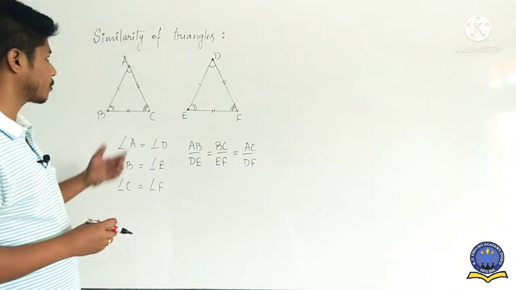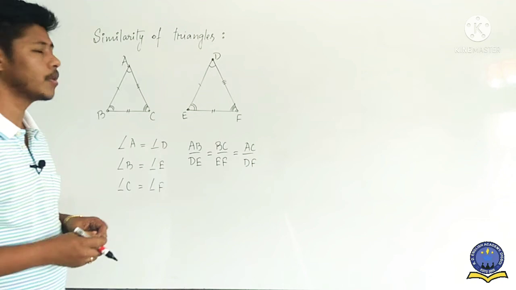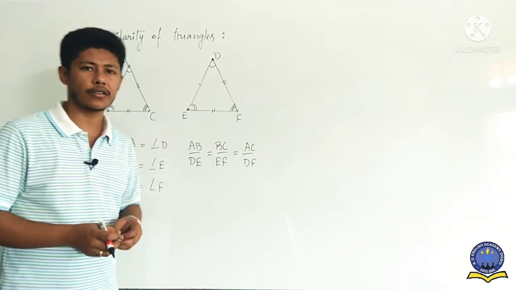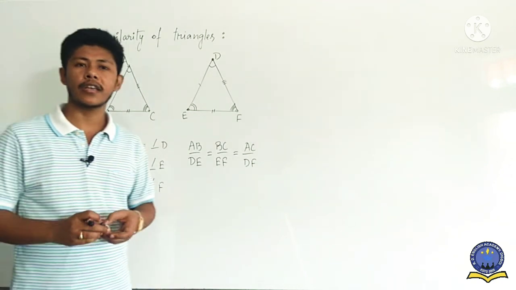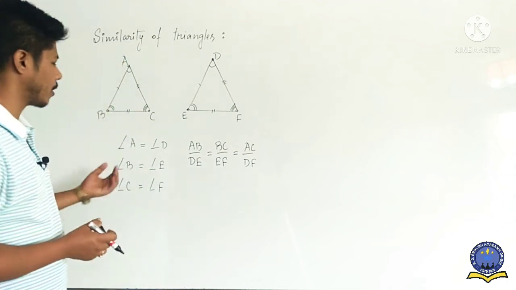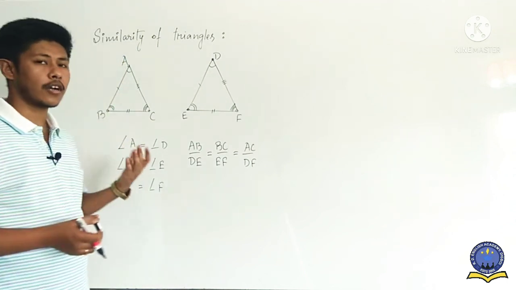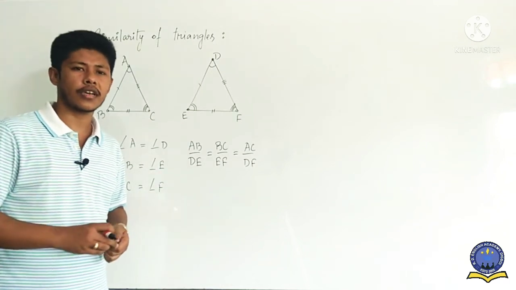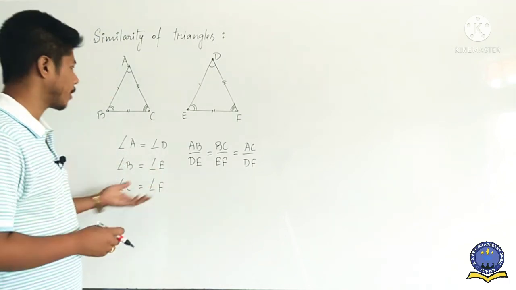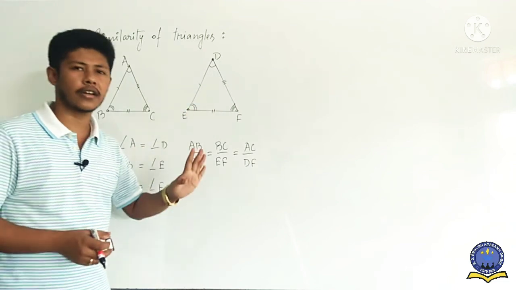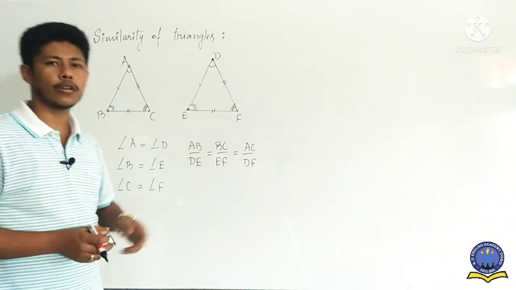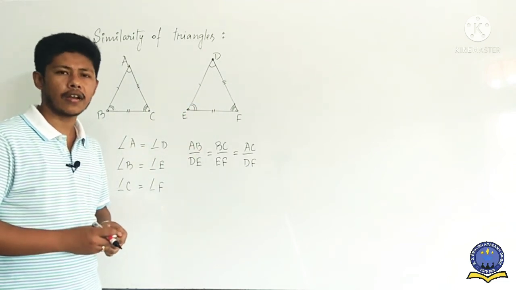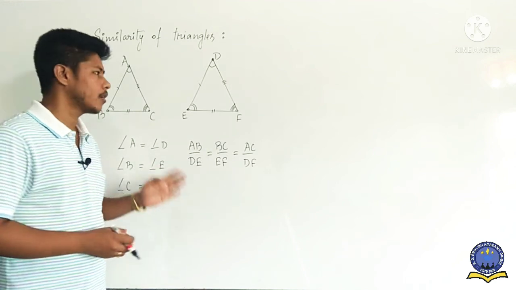Is it clear? So this one is the condition of similarity of triangles. If anyone asks you what is the condition we get in case of similar triangles, we have to write that the corresponding angles are equal, as well as the ratio of their corresponding sides are equal. And if the corresponding angles are equal, then these two triangles are also known as equiangular triangles. Is it clear?